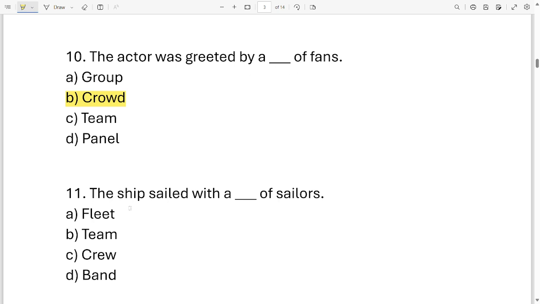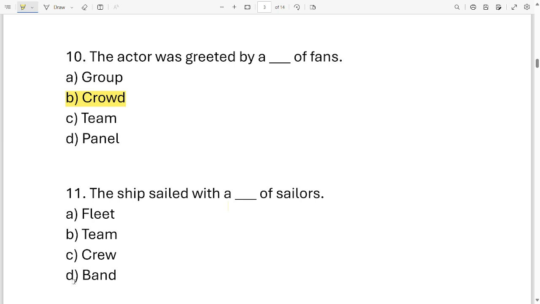Next sentence. The ship sailed with a dash of sailors. Now which word should come in this blank? Fleet, team, crew or band. Which one is the correct option? Is it option A? Is it B? Is it C or is it D?